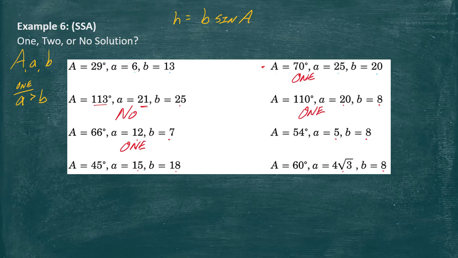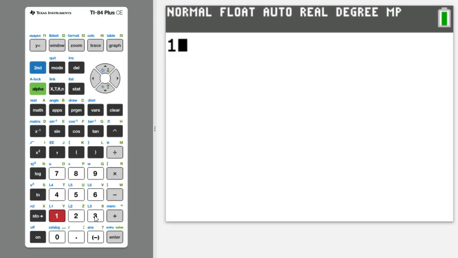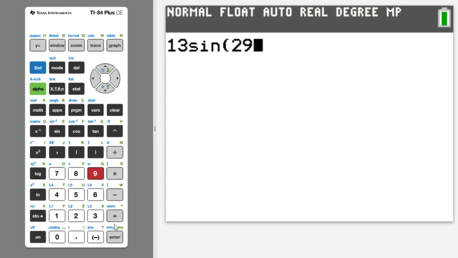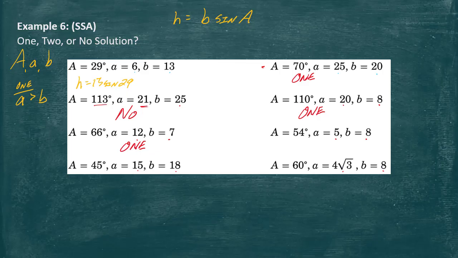All of the other ones, we need to go ahead and figure out what the heights are, and then from there we might be able to say whether there's no solution at all or if it actually has a single solution. So for this first one, my height is going to equal 13 times sine of 29. So 13 sine of 29 gives us a height of 6.3. 6 is not large enough to overcome a gap of 6.3, so since this is larger than the A value, this would be a no solution, just like the one below it.